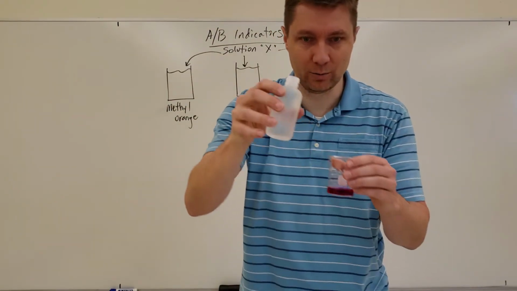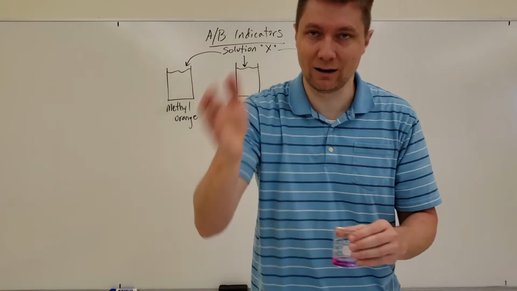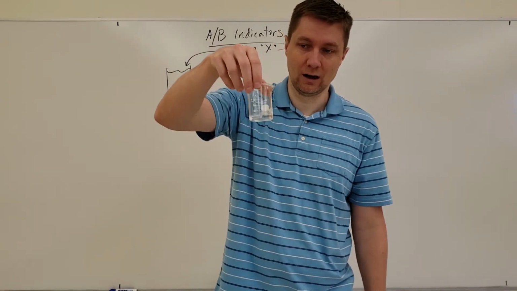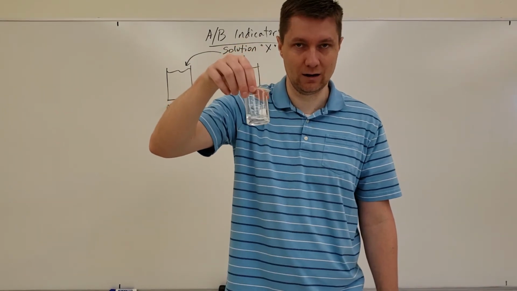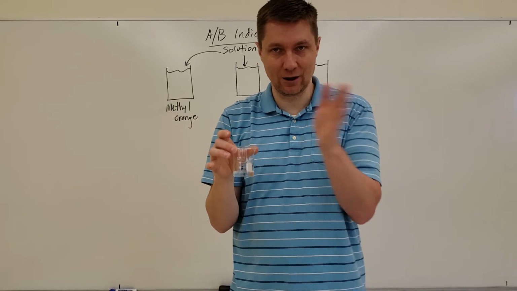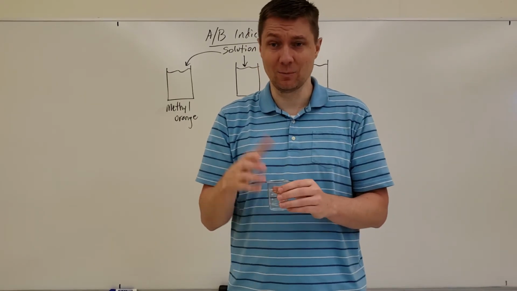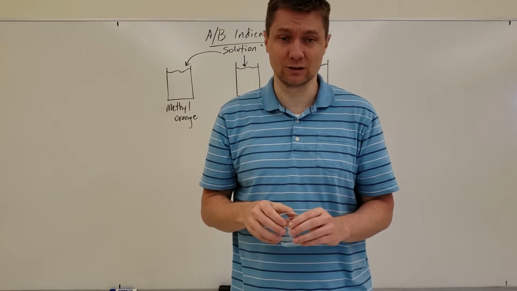Now I can add a little bit of acid to this, drop the pH back down below 8.2, and I should get that colorless color again. So that's sort of a visual so you can see how these indicators work. They can jump back and forth between their colors depending on what the pH of the solution is.